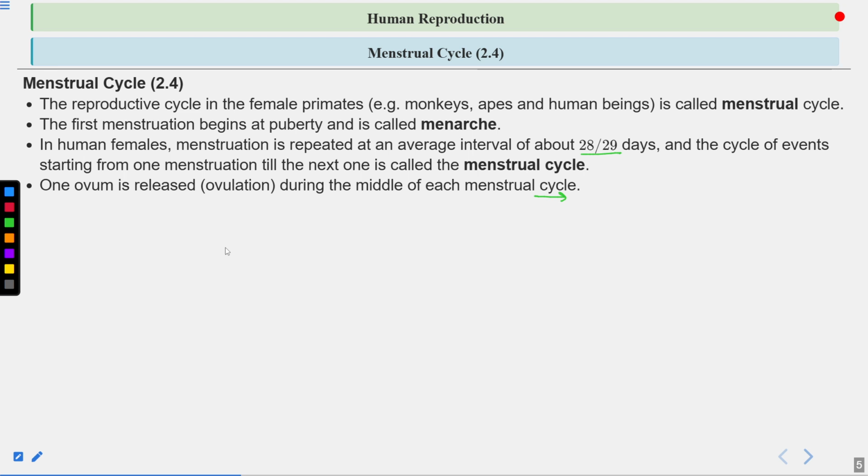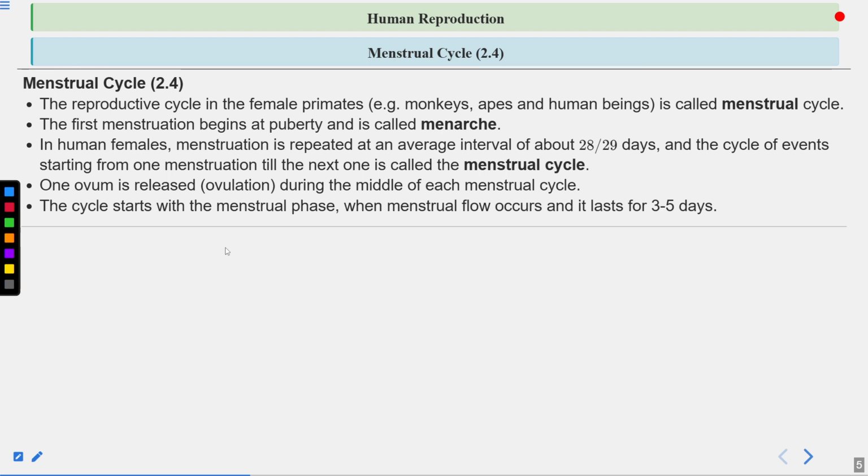The ovum is released in the middle of the menstrual cycle. If the menstrual cycle is 28 days, the middle will be day 14. Ovulation means the release of the egg, and it occurs in the middle of the menstrual cycle. Now the cycle starts with the menstrual phase, when menstrual flow occurs, and it lasts for 3 to 5 days.